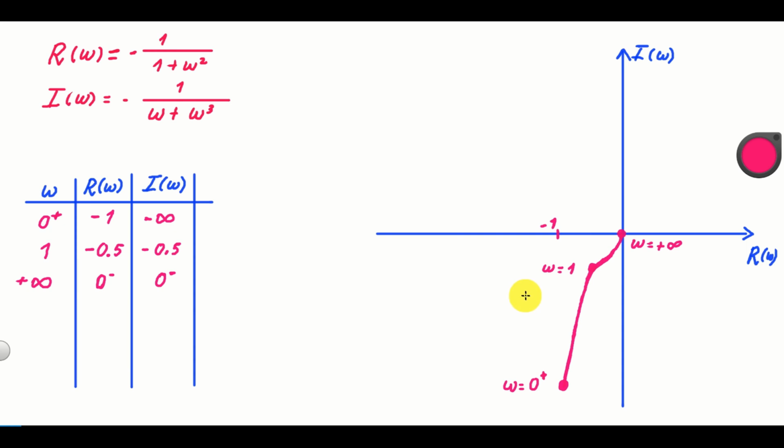Next, the main question is, what happens when omega goes from minus infinity to 0 minus? Well, to obtain these values, we will simply mirror this branch of the Nyquist plot with respect to the real axis. And as the result, we will obtain the graph that looks like this. This point will be mirrored over here. This point will be mirrored somewhere over here.